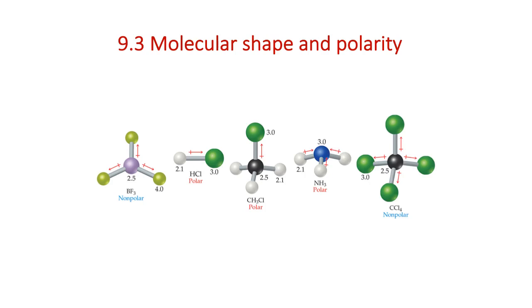So, molecular shape and polarity summary. BF3 is nonpolar, all those bond dipoles oppose each other. We have a trigonal planar structure, negative charge on all ends of the molecule, so nonpolar. HCl is polar for sure. We have a polar bond and hence a polar molecule.